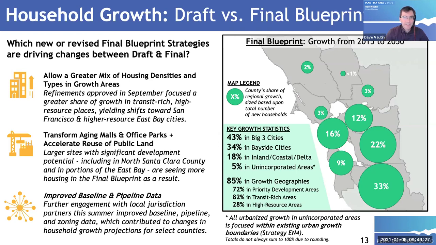Second, strategy H6, which focused on redeveloping malls and office parks, was revised, and strategy H8, which focused on development of public lands into affordable housing, was added to the blueprint this fall. And this meant that some of the larger sites, especially in northern Santa Clara County and portions of the East Bay, such as rail station parking lots, are seeing more mixed-use development with sizable amounts of affordable housing on them. And third, we just have better data for the final blueprint. We incorporated refinements to the BASIS land use inventory.